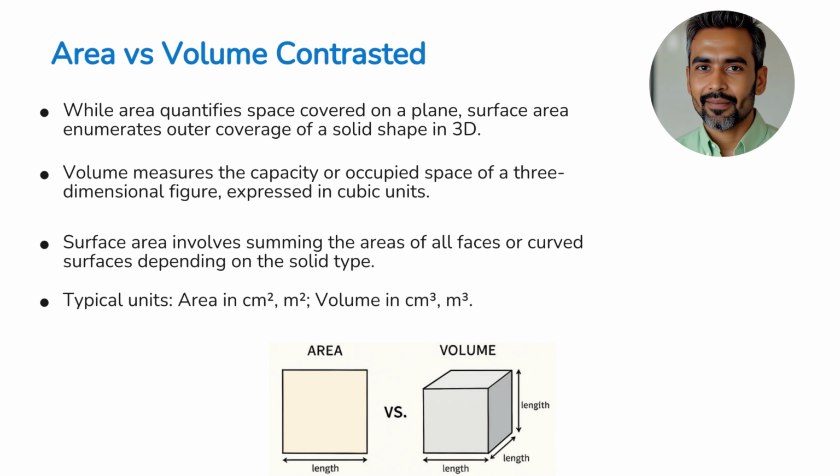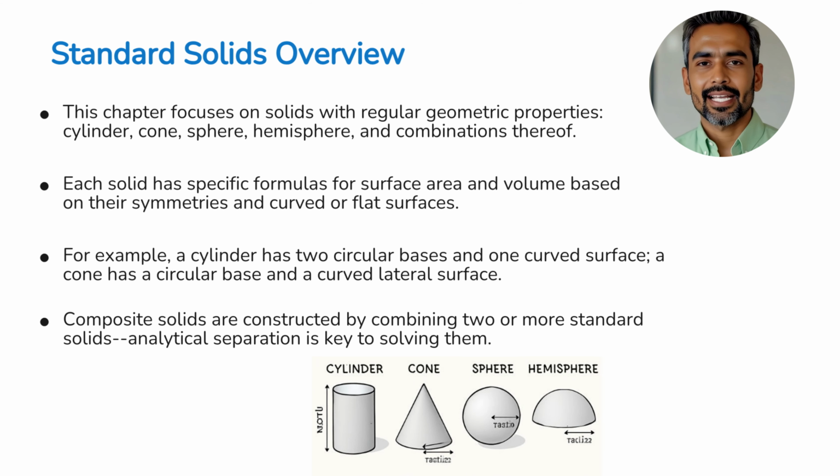Think of it this way. Area is like painting the walls of your room, while volume is like filling a tank with water. Arey vah! Recognizing the difference between surface area and volume is a key step toward mastering 3D geometry. Next, let's look at the types of 3D solids we'll focus on in this chapter.